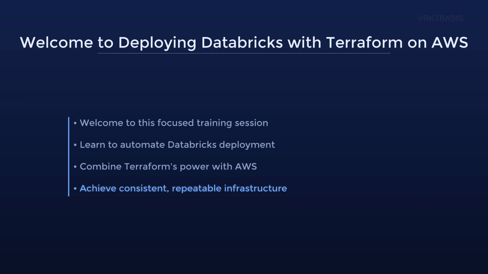Combining Terraform's power with AWS allows us to achieve consistent, repeatable infrastructure. This means every time we run our deployment, whether for development, testing, or production, we get exactly the same environment. We eliminate manual steps and configuration drift, so our Databricks workspaces are reliable and built from a single source of truth.